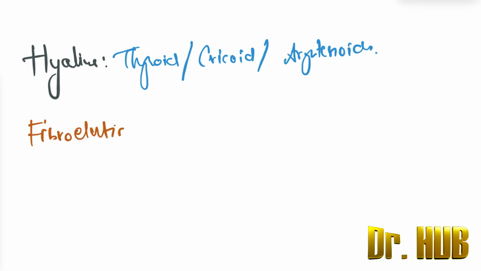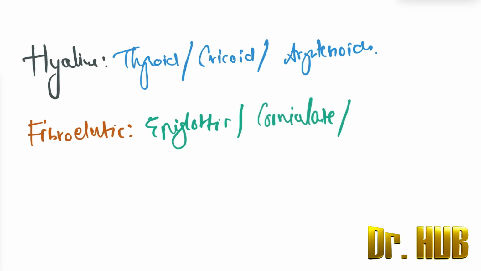Next is the fibroelastic. Under fibroelastic, it includes the epiglottis and the corniculate, as well as the cuneiform.